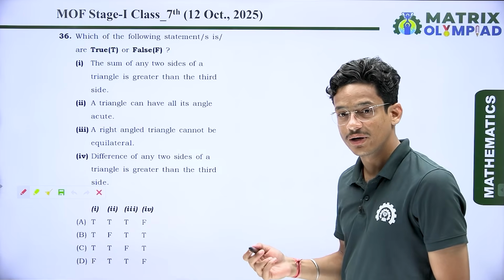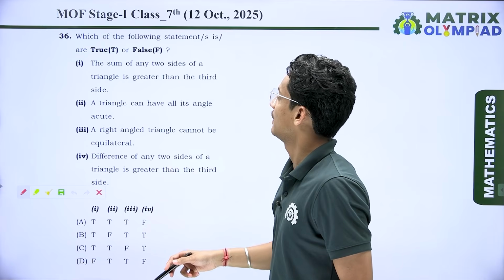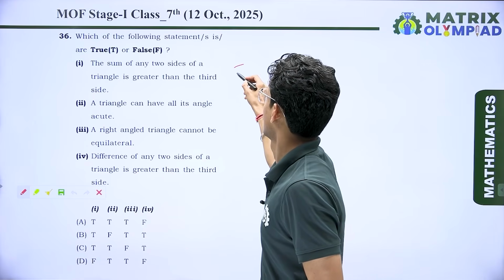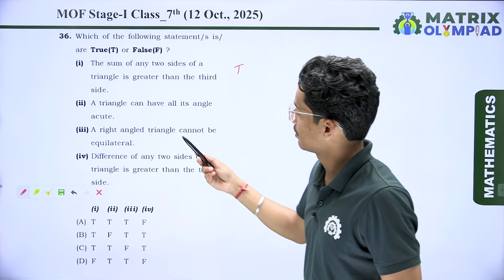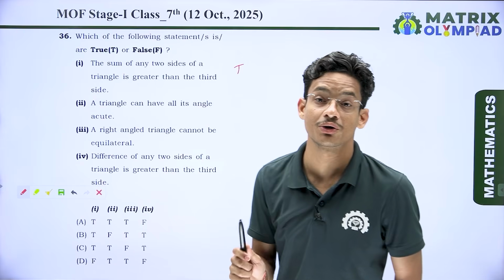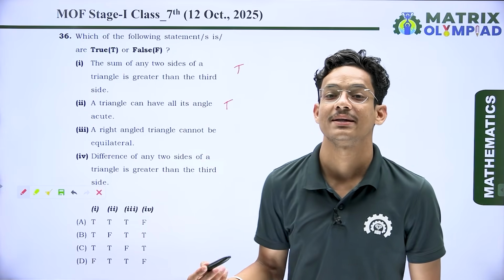So statement number 1, the sum of any two sides of a triangle is greater than the third side. Yes, this one is true. Next, a triangle can have all its angles acute. Yes, this one is also true. A triangle can have all its angles acute, and this triangle is known as an acute angle triangle.